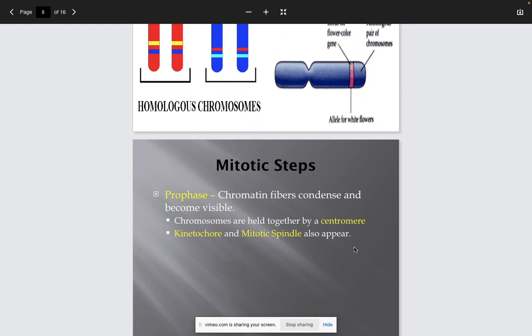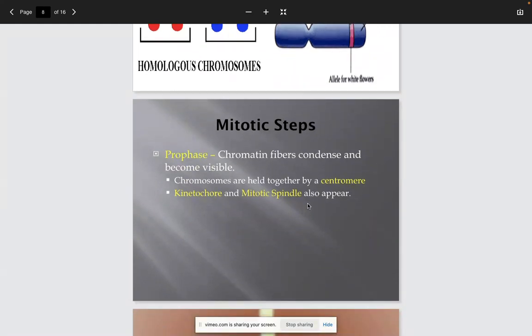So I want you to think of prophase as being the chromosome or chromatin condensation. So chromatin, if you guys remember, is just going to be where you have the DNA strand associated with a protein. So this chromatin is then going to condense, meaning get smaller. And chromosomes are going to be held together by a centromere. I'll show you that on this next portion. A centromere is just going to be a portion in the middle of the chromatin that is going to essentially hold the chromosome together. So you have a kinetochore and a mitotic spindle that appears as well.